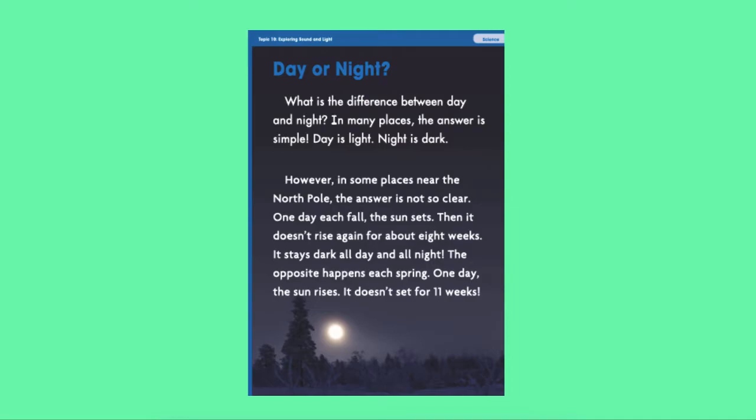All right, read it with me. Day or night? What is the difference between day and night? In many places, the answer is simple. Day is light, night is dark. However, in some places near the North Pole, the answer is not so clear. One day each fall, the sun sets. Then it doesn't rise again for about 8 weeks. It stays dark all day and all night. The opposite happens each spring. One day the sun rises. It doesn't set for 11 weeks.